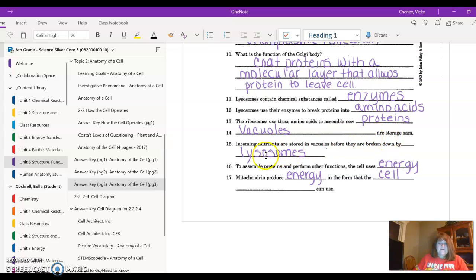Vacuoles are storage sacs, and vacuoles are a little bit different in plant and animal cells. In a plant cell, there is a central vacuole, which is a large vacuole that contains water. And when the leaves start losing water through transpiration, those vacuoles in a plant will kind of collapse. And that is when the plant starts to wilt a little bit. You also know that the mitochondria produces energy in the form that the cell can use. They're known as the powerhouse of the cell.